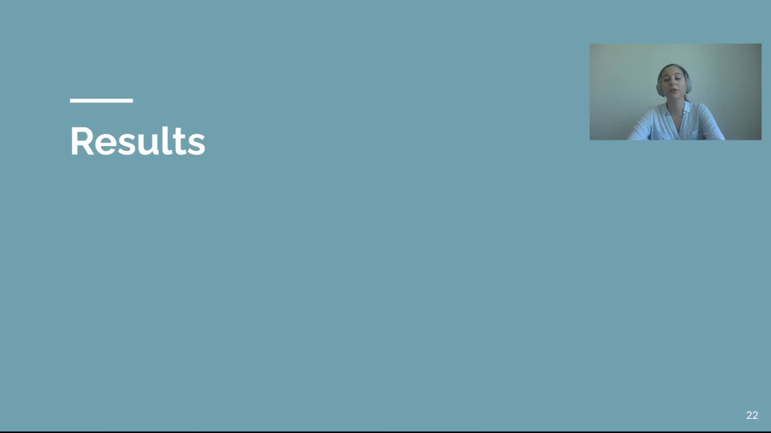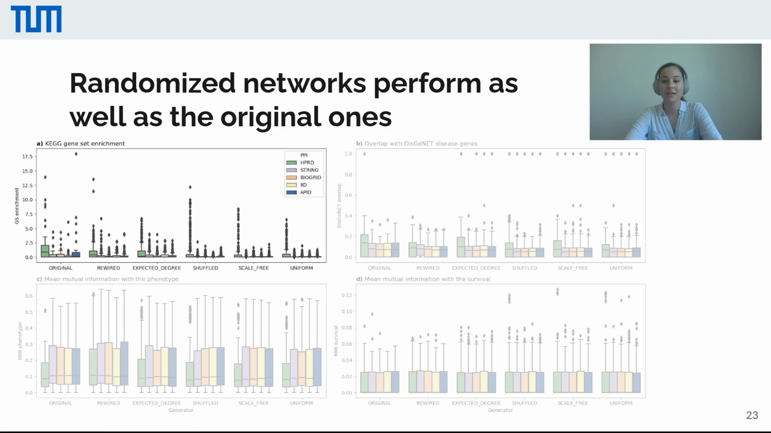Here is the general overview of the results, separated by networks or methods. On the x-axis, we see the original network and then all performed alterations. For a good network, we would expect that the scores on the original network are significantly better than on the random networks. And most of the time, we don't really see that, except for HPRD, so here. But this makes sense given that HPRD is the smallest network that was updated for the last time, I think, in 2010, so it probably has the most well-studied proteins.